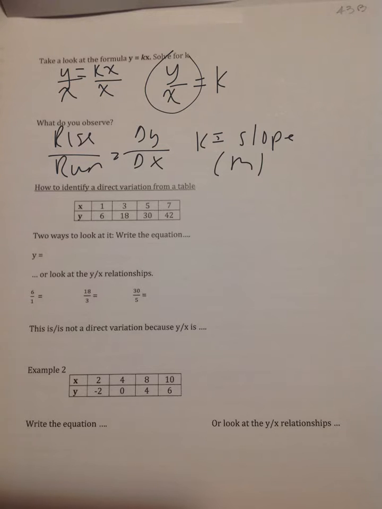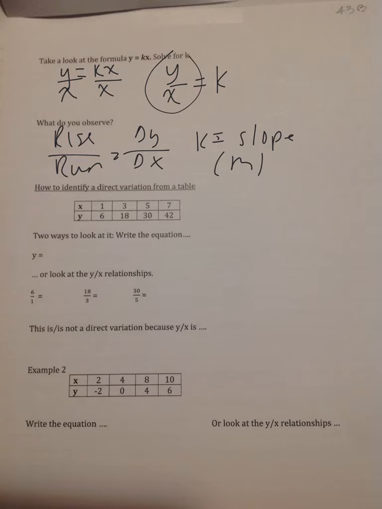Why don't they call it that? Well, because we're talking about a direct variation, and a direct variation does not have that number tagged on to the end. It's just simply y equals kx. It's not y equals kx plus 4. And that's why you have to have the difference between the k and the m.